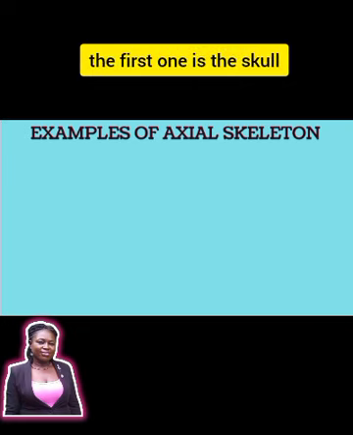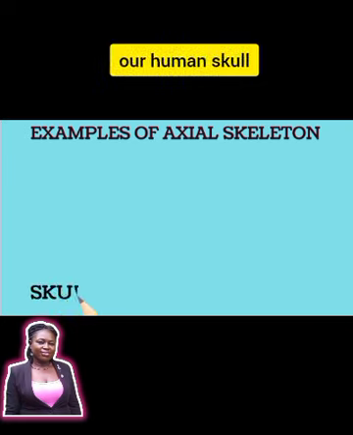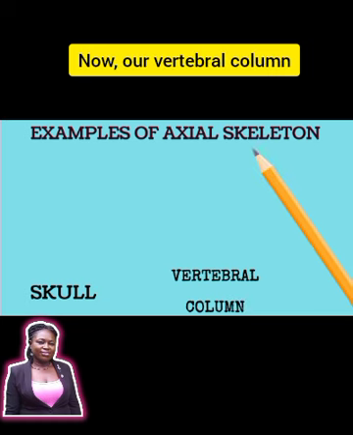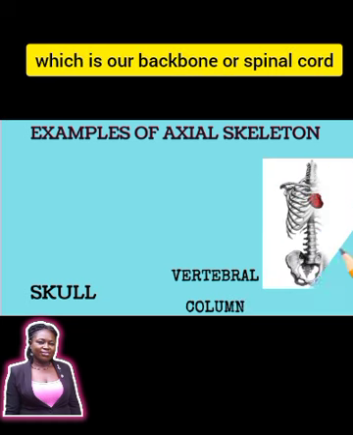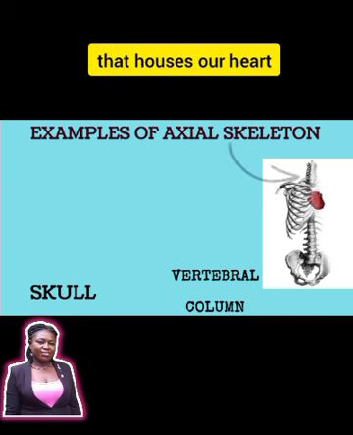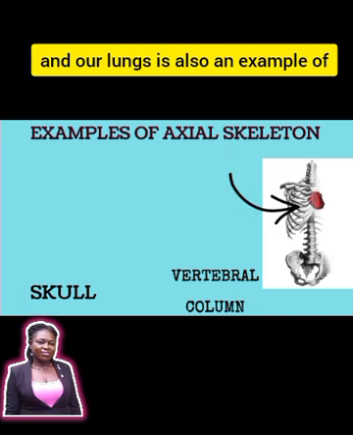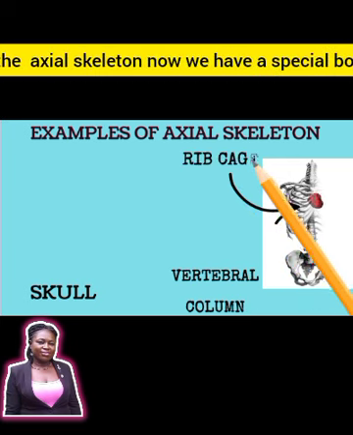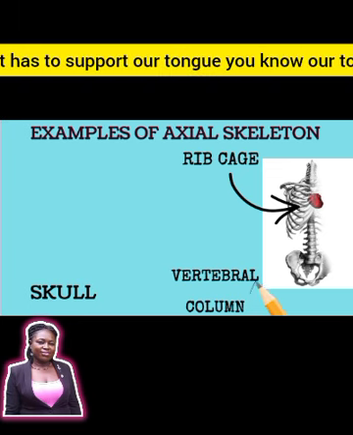Now, the first one is the skull, our human skull. Yes, our skull is one of the examples of the axial skeleton. Now, our vertebral column, which is our backbone or spinal cord. Now, the rib cage, yes, that houses our heart and our lungs, is also an example of the axial skeleton. Now we have a special bone that helps to support our tongue.